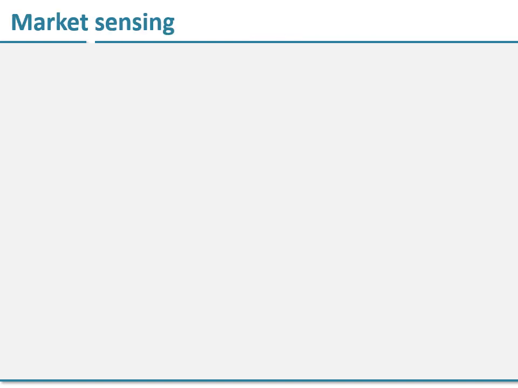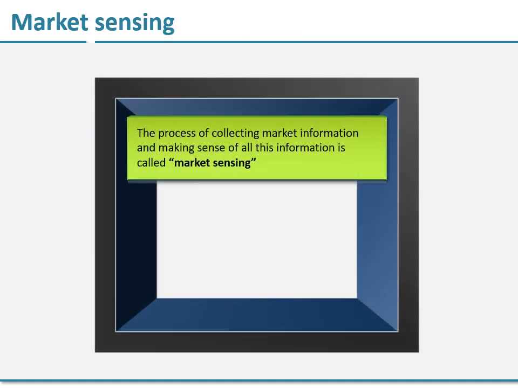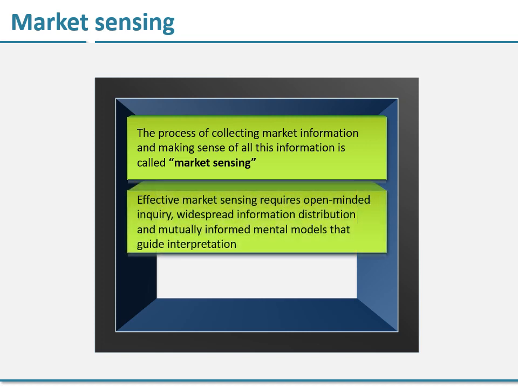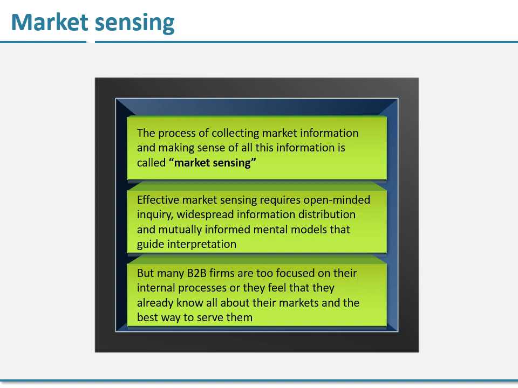What is market sensing? The process of collecting market information and making sense of all the information is called market sensing. Effective market sensing requires an open-minded inquiry, widespread information distribution, and mutually informed mental models that guide interpretation. But many B2B firms are too focused on their internal processes, or they feel that they already know all about their markets and the best way to serve them.